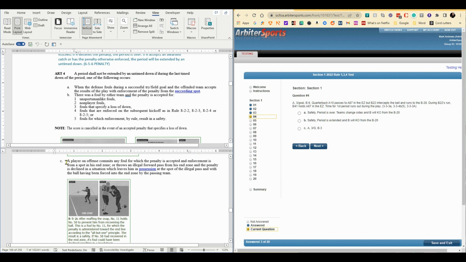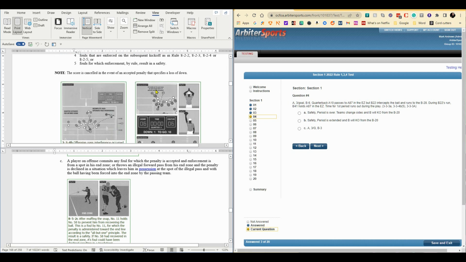So, C tells us a player on offense commits any foul for which the penalty is accepted and enforcement is from a spot in his end zone. So, essentially when B intercepts the ball, they are now the offense, and B41 held A87 in the end zone. So this is indeed a safety. Okay, it's going to be 2 points for previous A.